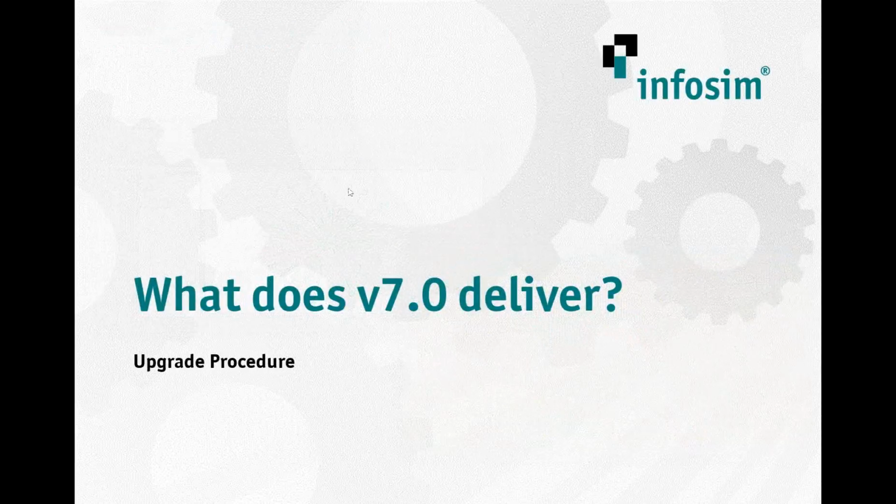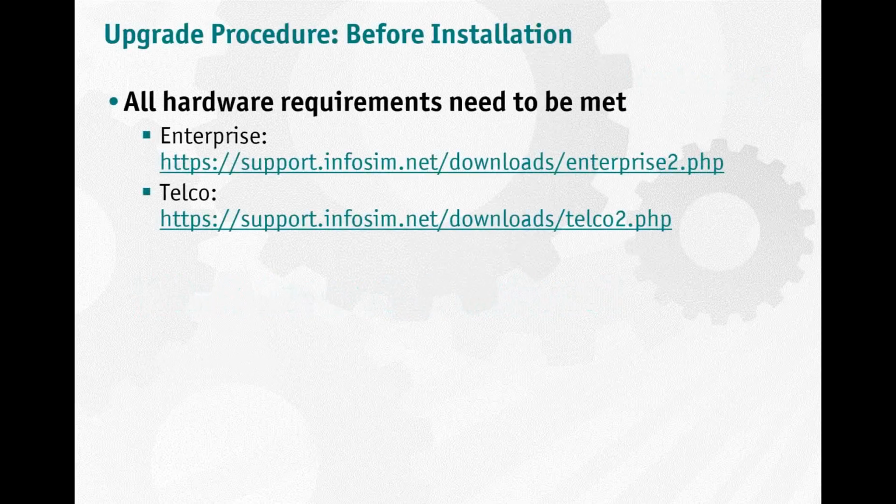So we are finished with our new features and enhancements now, and as a last step, I want to give you some hints on the installation and upgrade procedure of version 7.0. Of course, one first thing you should do before installing or updating StableNet is make sure that you meet all hardware requirements. We have these hardware requirements in the slide set in here, and they are also available on our support website.